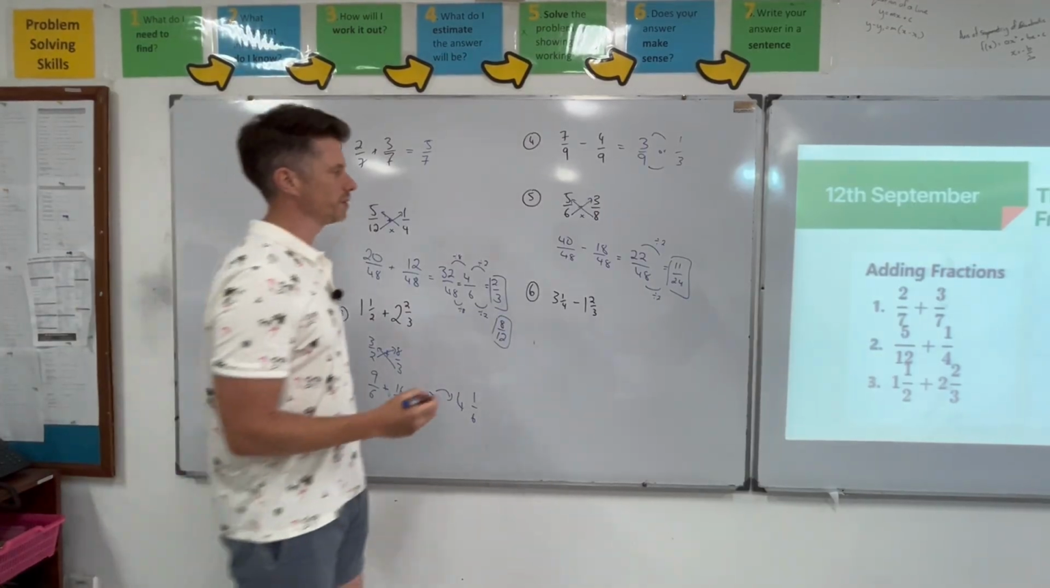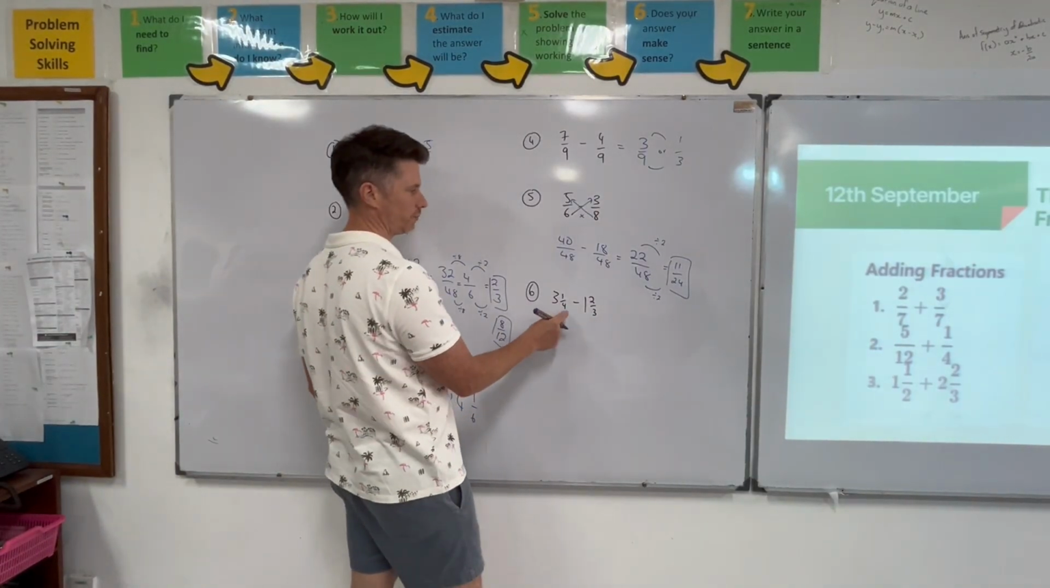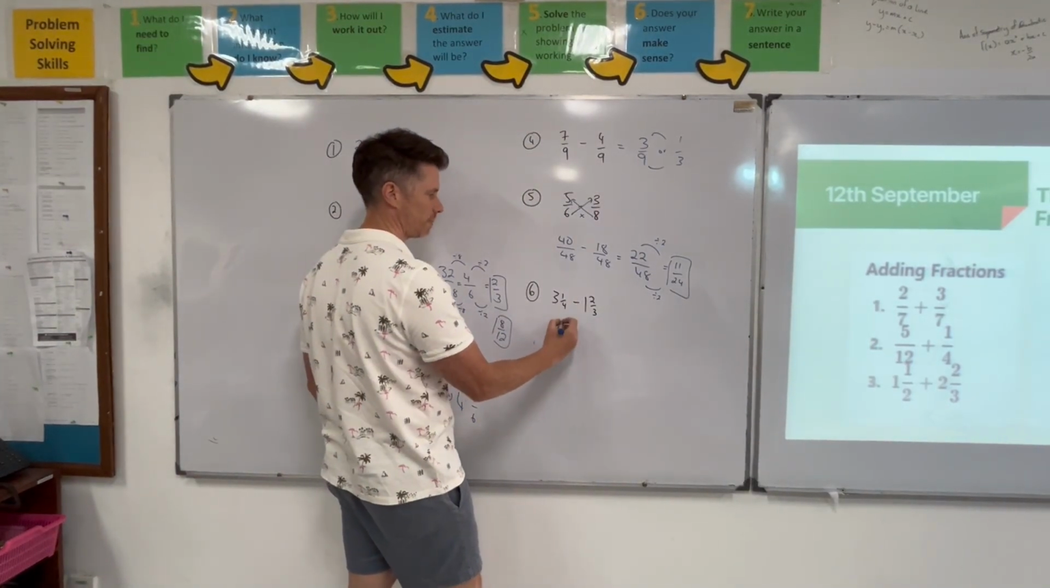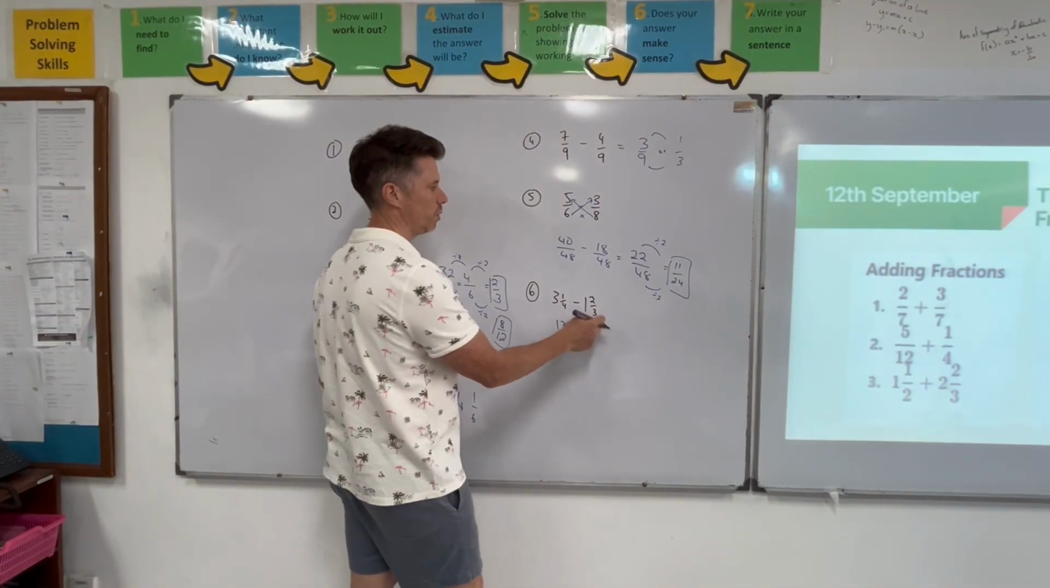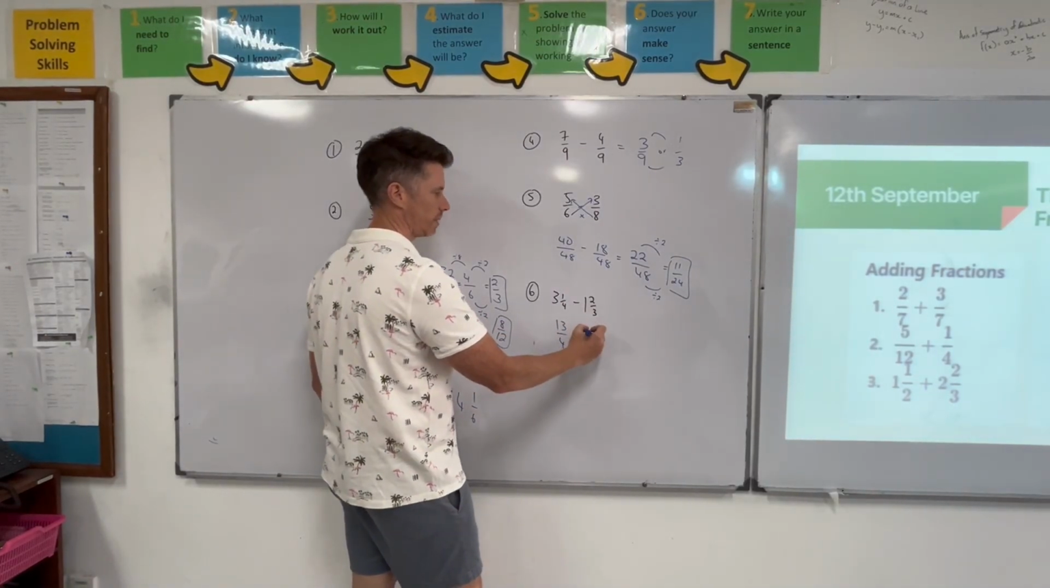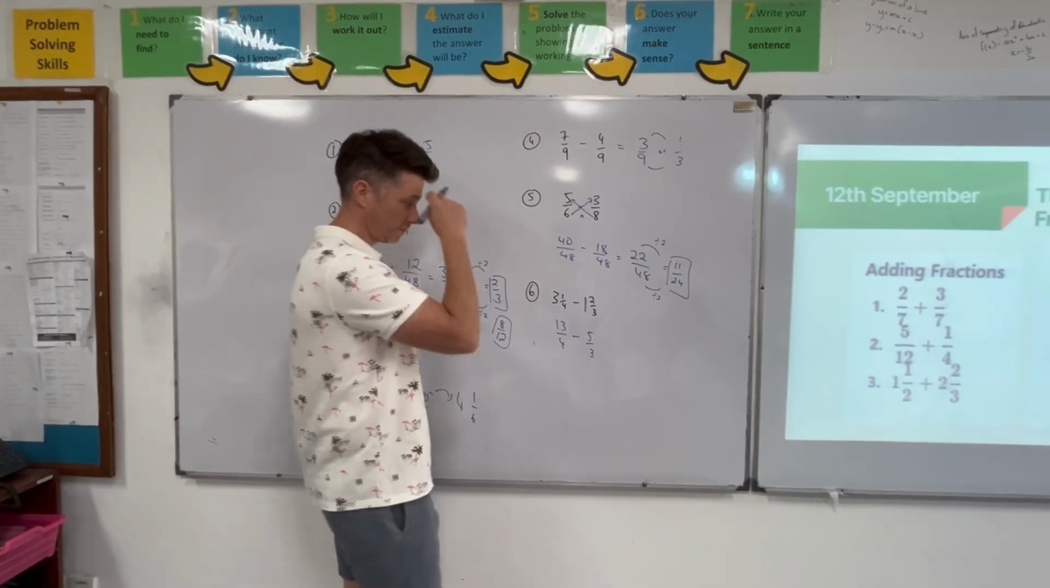Last one, I'm going to once again use improper fractions. So 4 times 3 gives 12. Added to the top, I get 13. 1 times 3 gives 3. Added to the top, I get 5. So that's 5 over 3.